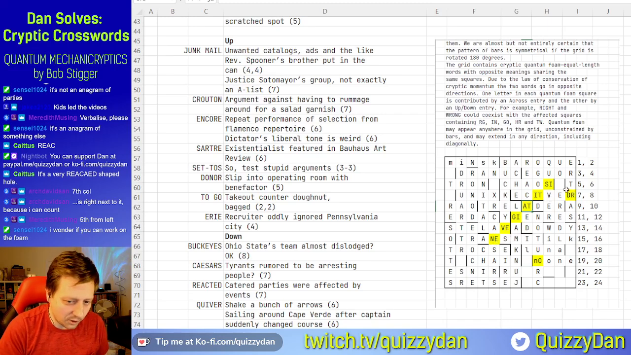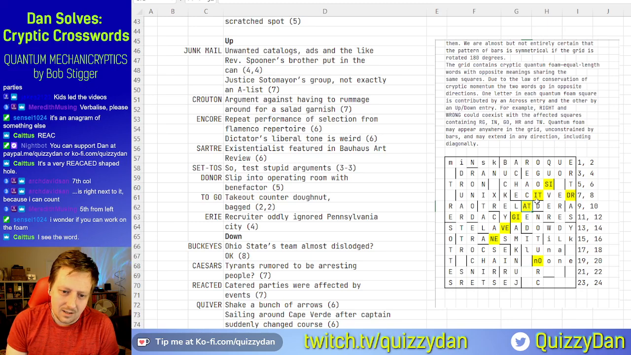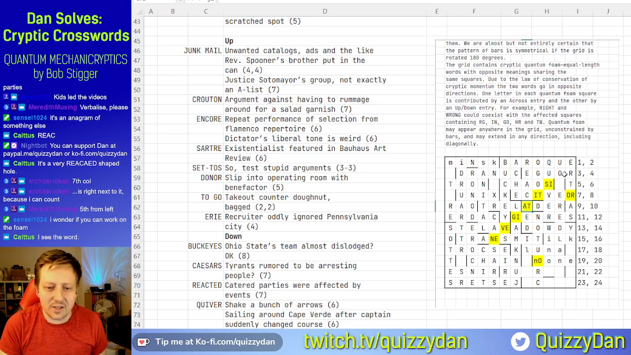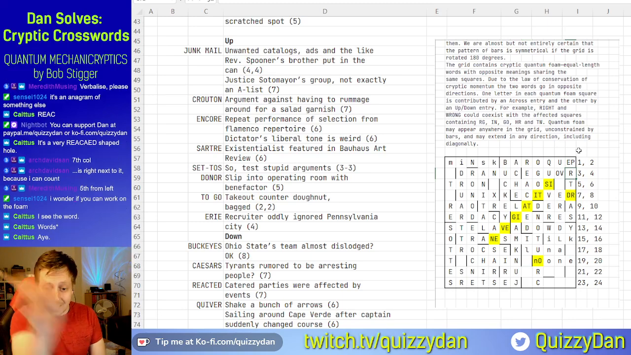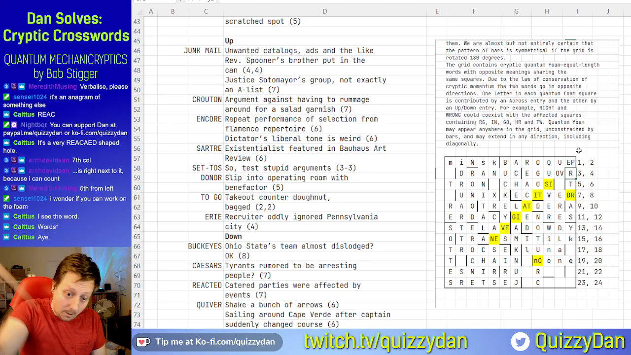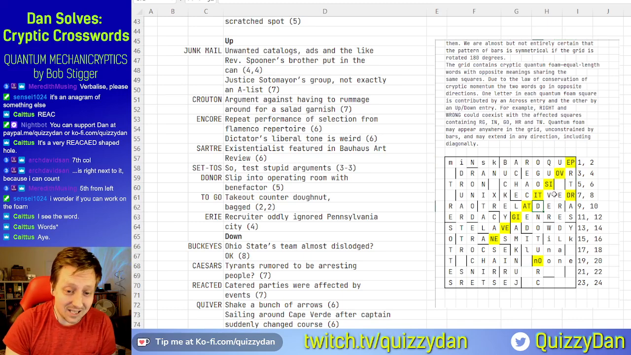I'm trying to work the foam. Negative and positive is where we're going. So negative going up, positive going that way. Wow. That is that quantum foam. That is negative and positive.